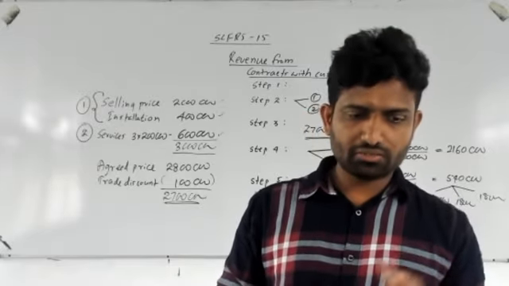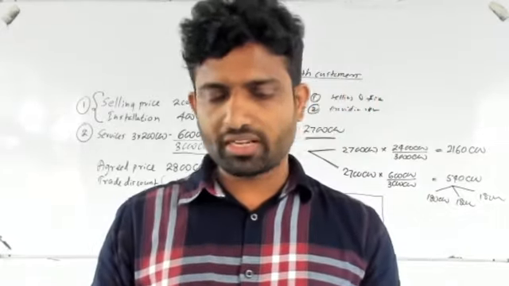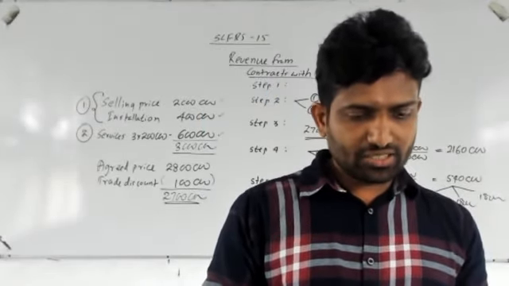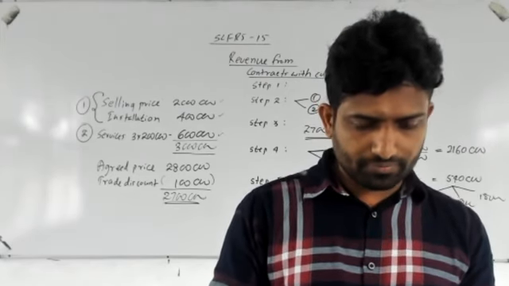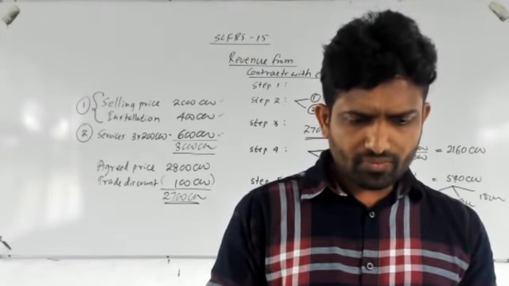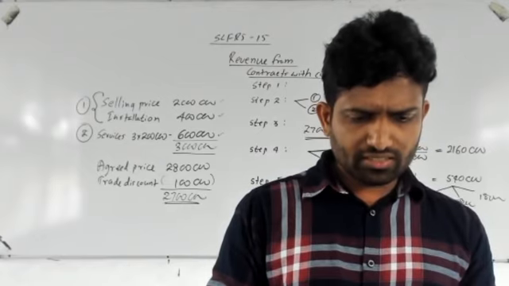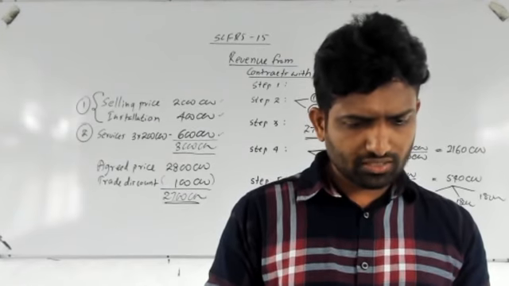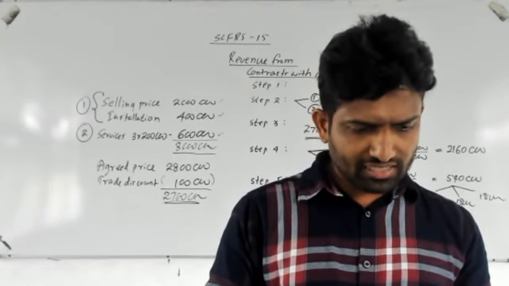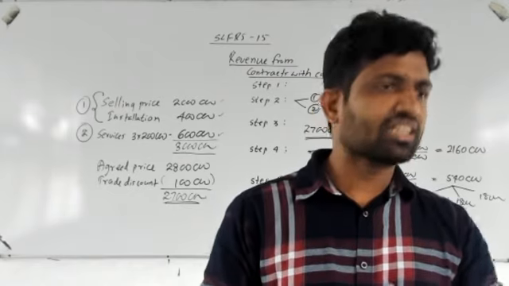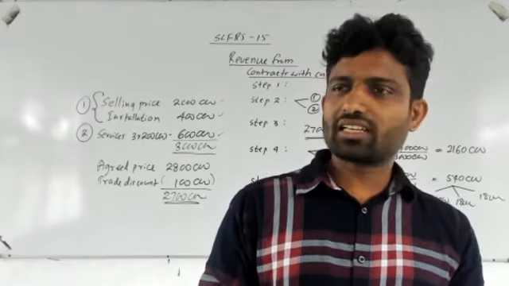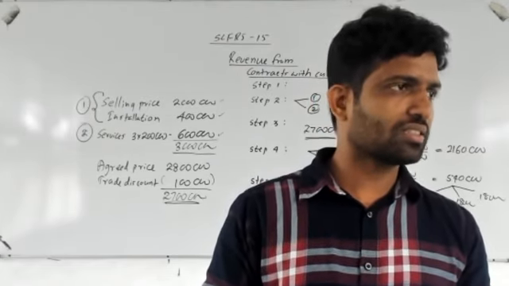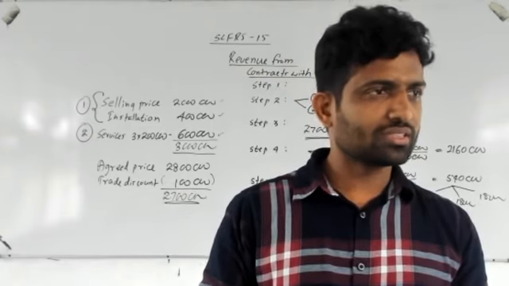Step 5: an entity shall recognize revenue when the entity satisfies a performance obligation by transferring a promised good or service to the customer, and an asset is transferred when the customer obtains control of the asset. If the asset is controlled by the customer, then we can say the performance obligation is satisfied.